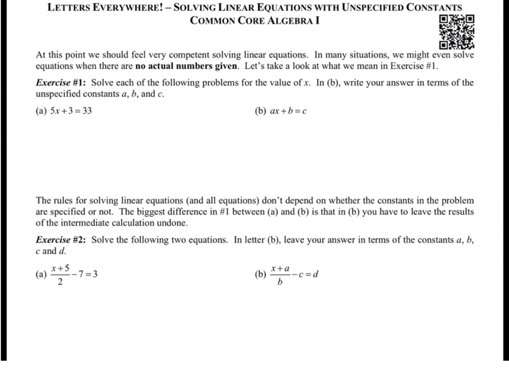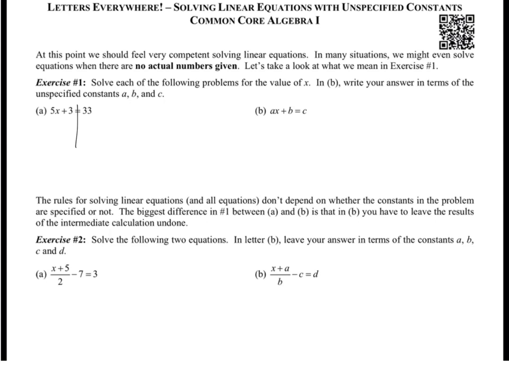Alright, so lesson 7. At this point, we should feel very competent solving linear equations. In many situations, we might even solve equations where there are no actual numbers given. So let's take a look at what we mean. For both of these, I want you to pause and see if you can solve A for x.